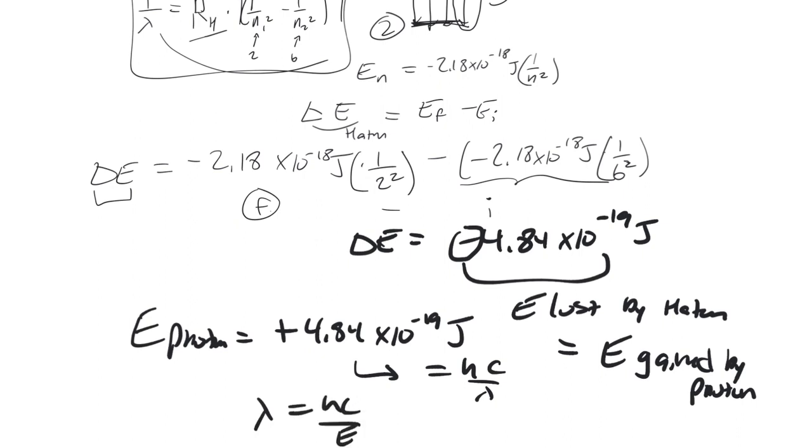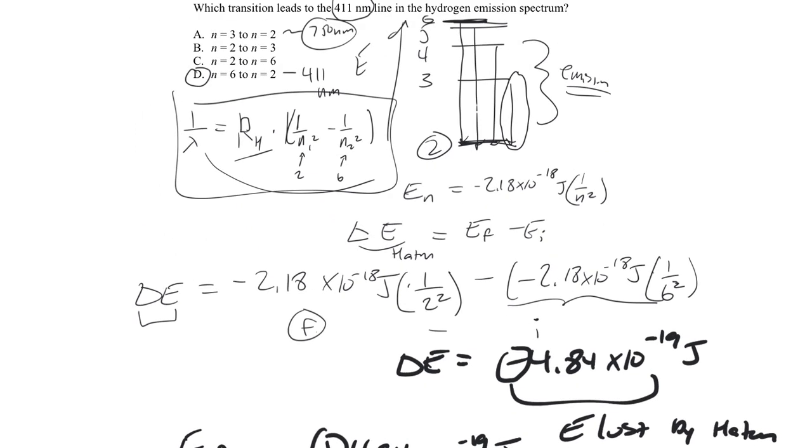So let's just do this. I'm just going to say it out loud: 6.626 times 10 to the minus 34 times 2.998 times 10 to the 8, then divide by that energy. That gives us 410 nanometers. I haven't gotten rid of the minus sign in my calculation, but the positive energy here gives us a value of 4.10 times 10 to the minus 7 meters, which is equal to 410 nanometers.